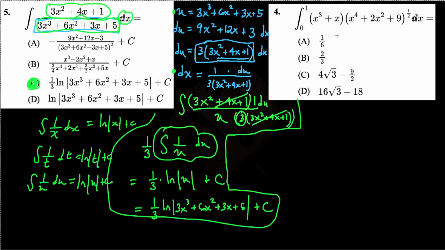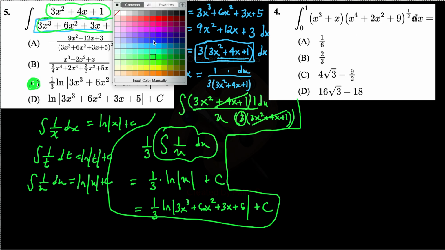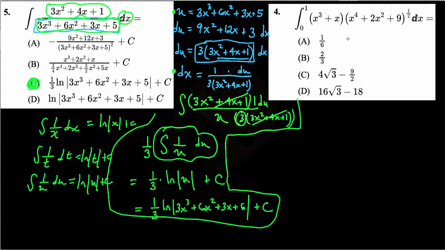Again, I see I have this integral here, and I realize that what I want to do is take u to be the higher power one. I want to say u is this x to the fourth, because if I want the derivative to be equal to this part, I know the power is going to go down by 1.